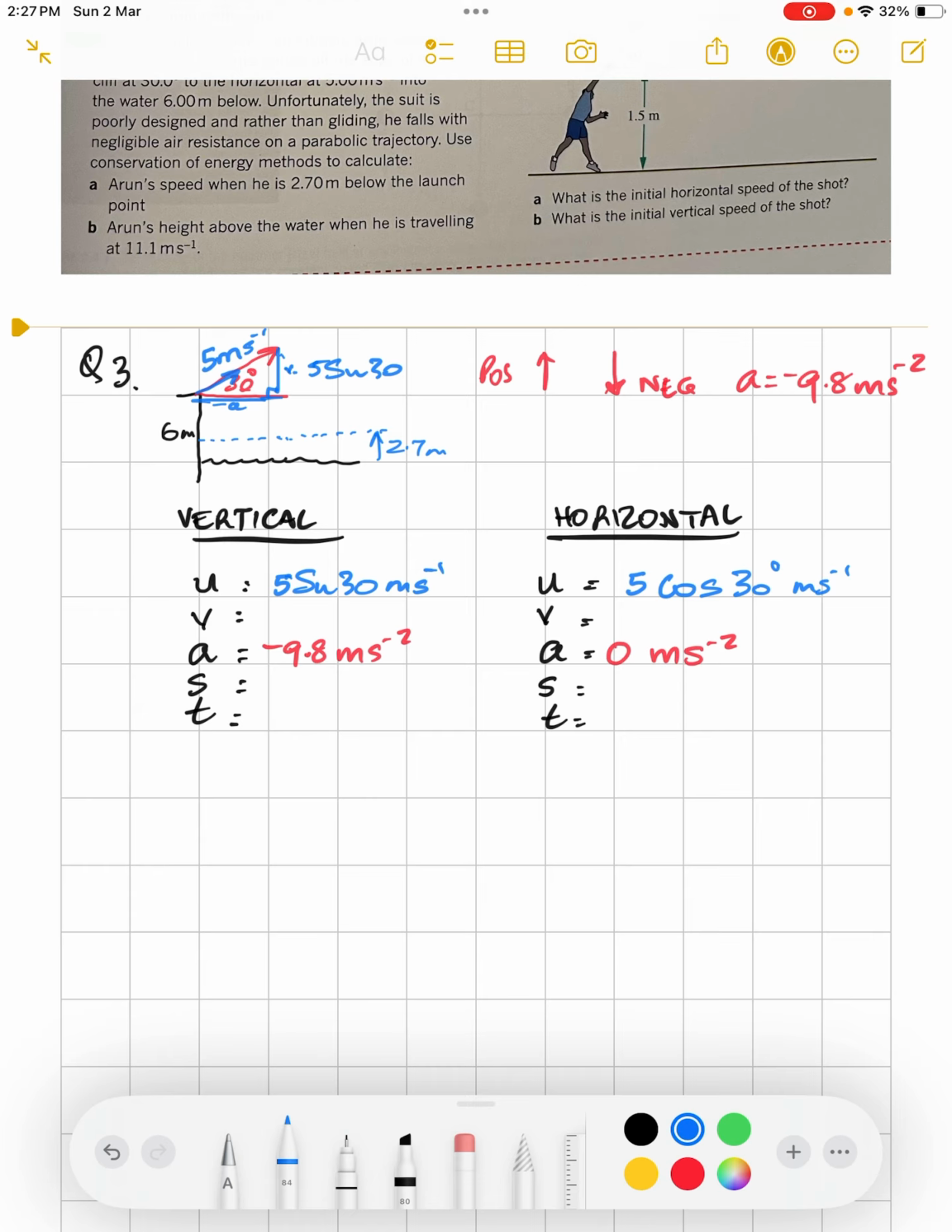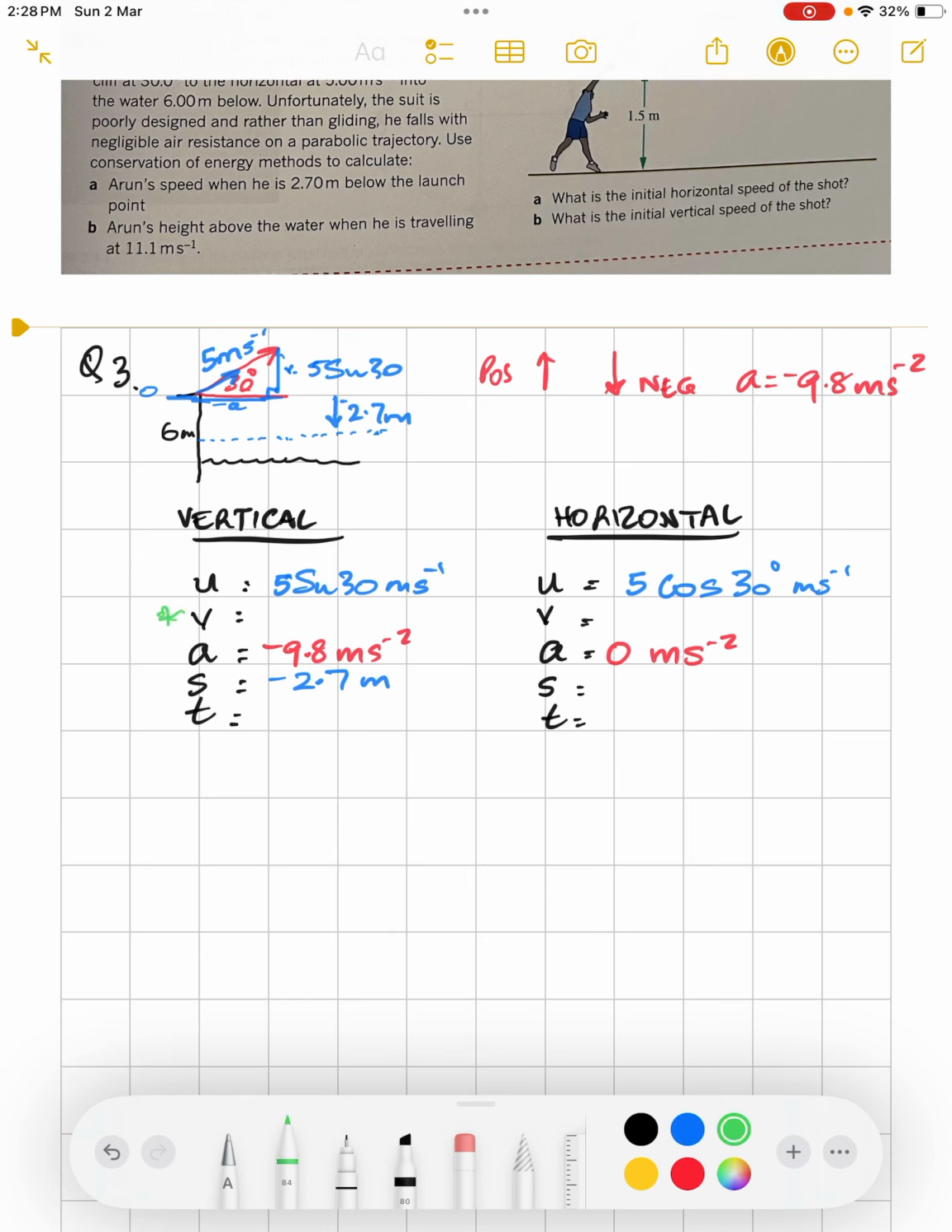And we want the speed when the displacement is, we started here, let's put 0, and 2.7 below the launch point. Sorry, this diagram is initially wrong. It's not 2.7 meters above the water. It's 2.7 meters below the launch point. So that's a negative 2.7 meters. Okay, we want our velocity. So this is what we want.